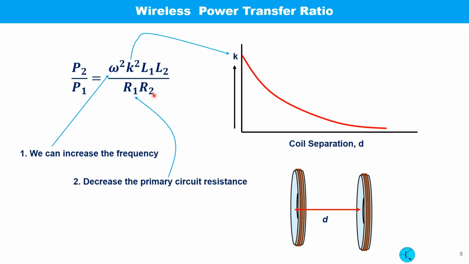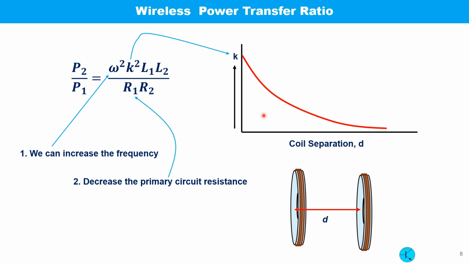This slide shows a very important relation. This is the output power to the input power ratio. P2 by P1 equals omega square K square L1 L2 divided by R1 R2. And as we know, as coil separation increases, the value of K decreases.